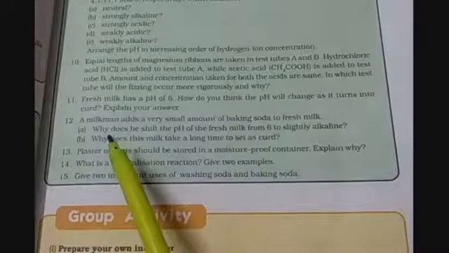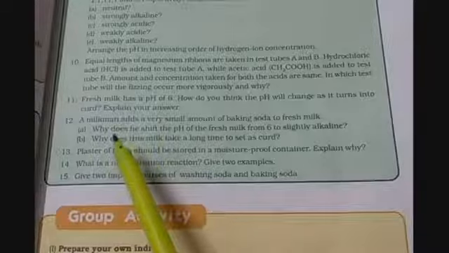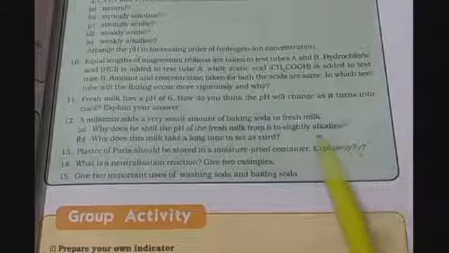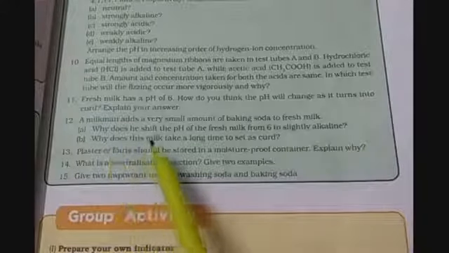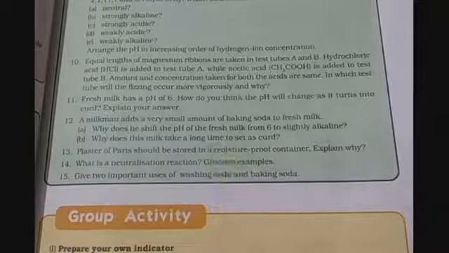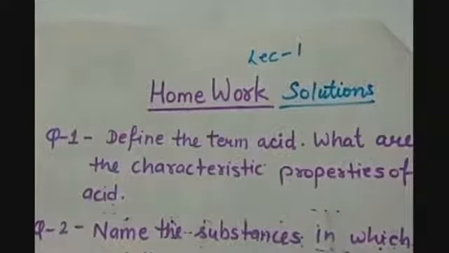Part A of the question according to the situation is, why does he shift the pH of fresh milk from 6 to slightly alkaline? Part B is, why does the milk take a long time to set as curd? Now let us see the homework solutions for lecture number 1.